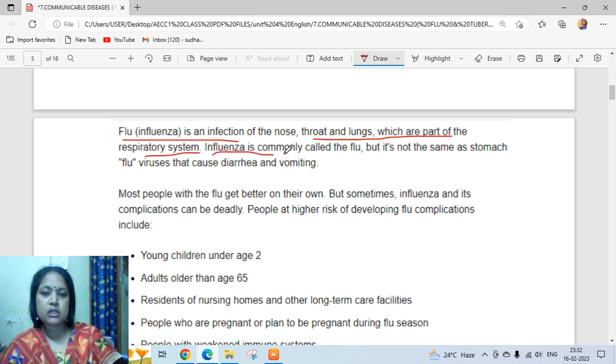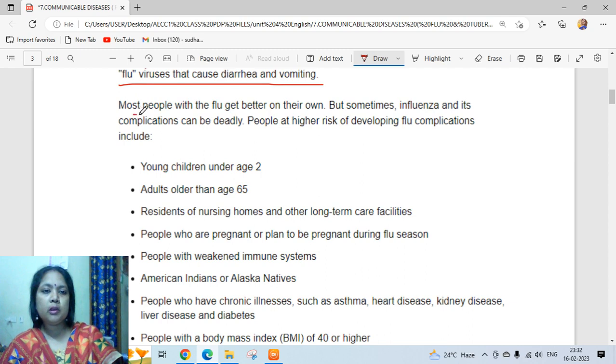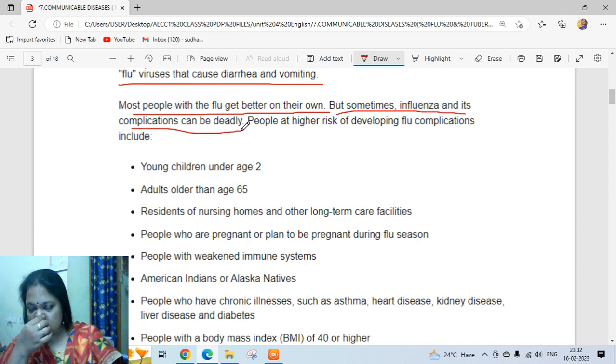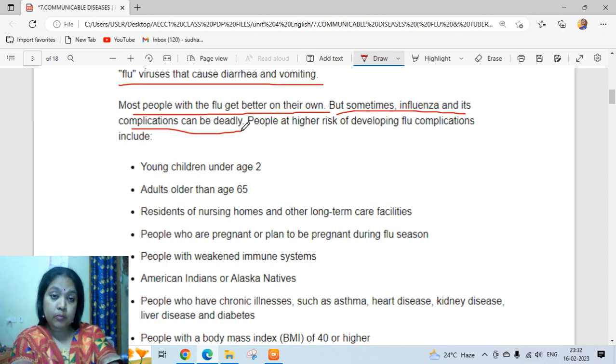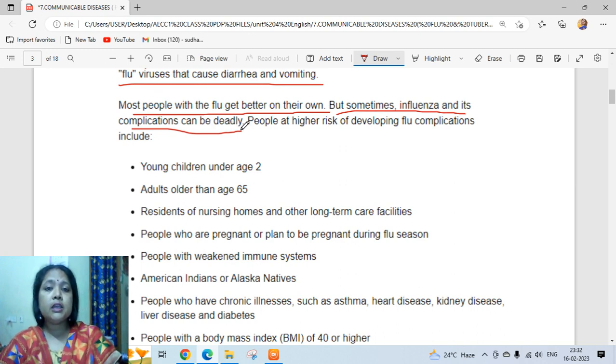Influenza is commonly called the flu, but it's not the same as stomach flu viruses that cause diarrhea and vomiting. Most people with the flu get better on their own, but sometimes influenza and its complications can be deadly. So if someone is affected by flu, it will be cured automatically, but sometimes it may be fatal, or it can be deadly.